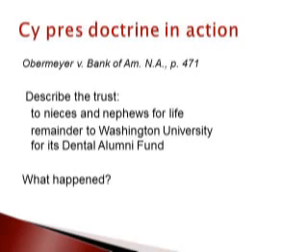Okay, now the cy pres doctrine in action shows up in the Obermeyer case, which I think you've read. And in this case, we'll start by describing the trust, as we always do. In this case, the trust went to nieces and nephews for life, with a remainder to the Washington University for its dental alumni fund. Now notice that this is a charitable remainder. Red flag of caution. If you want tax treatment for a charitable remainder, the lifetime interest has to be set up in very particular ways. See the estate and gift tax course.